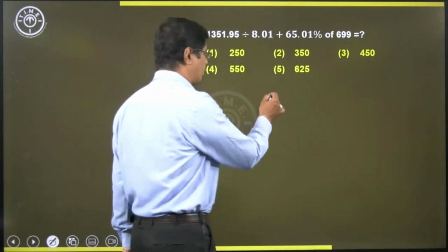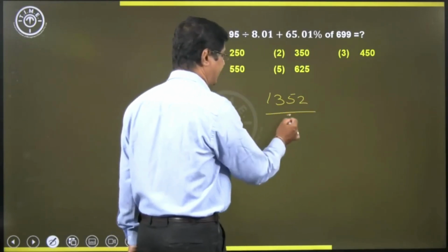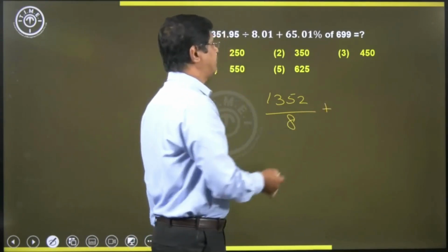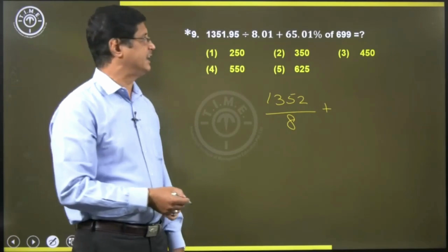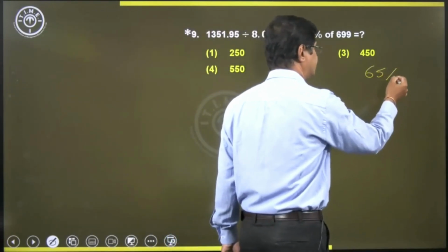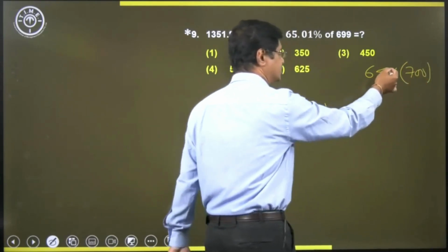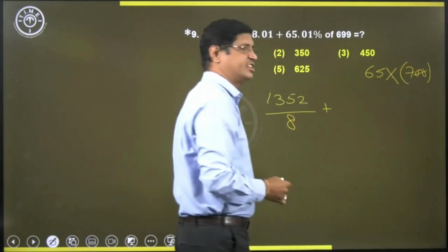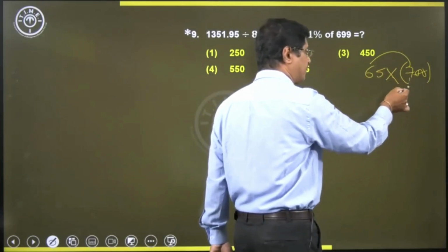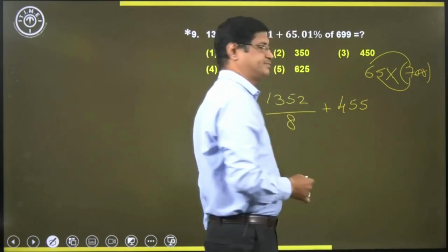1351.95, which is approximately 1352 divided by 8 plus 65% of 699. 65% of 699. Here approximately 700. Simplify, 0 and percentage get cancelled. 7 times of 60, 420 plus 35, that is 455.